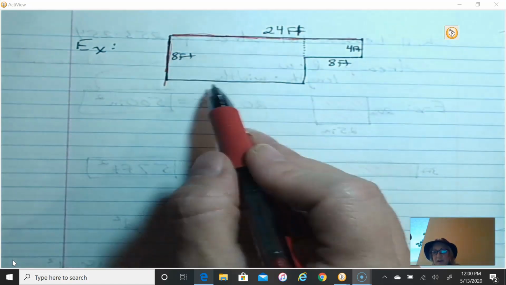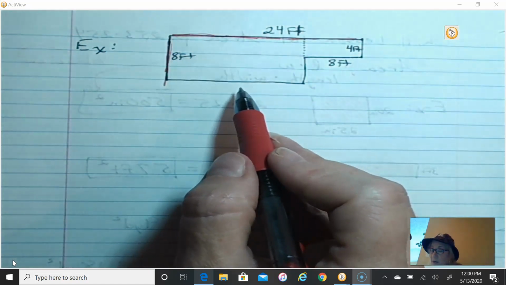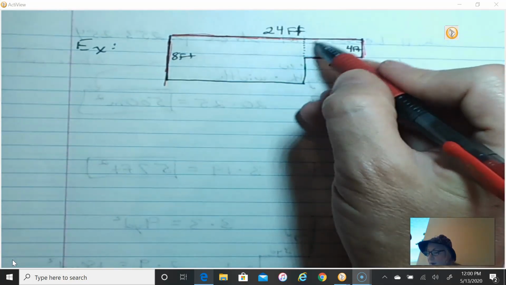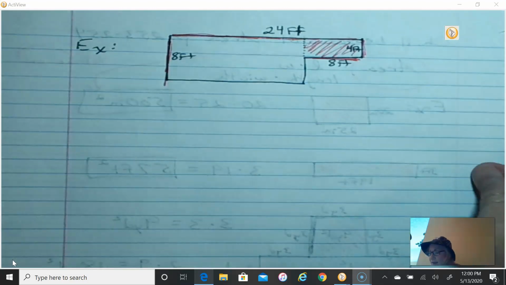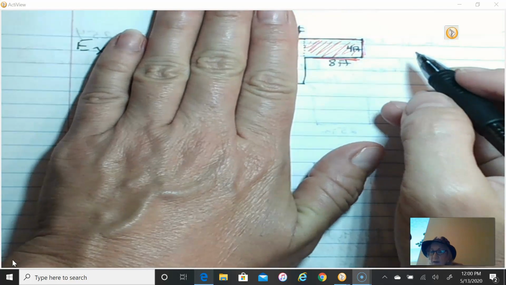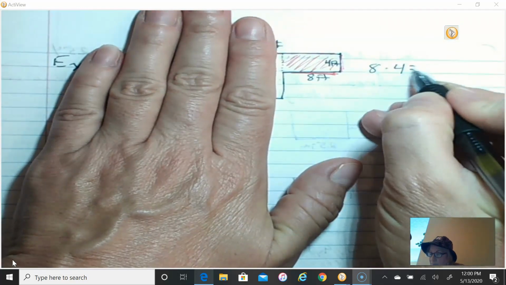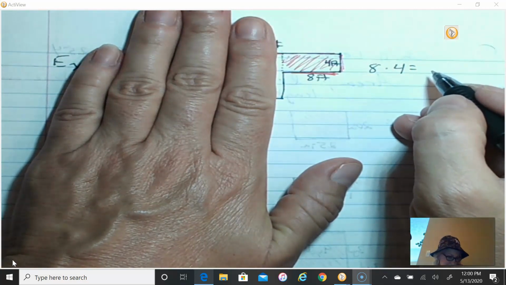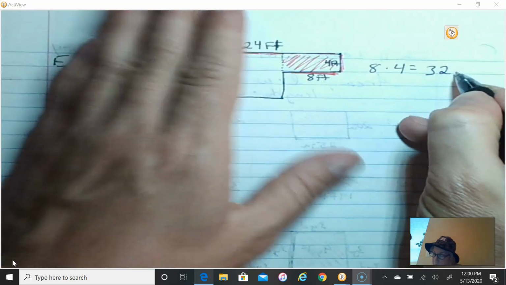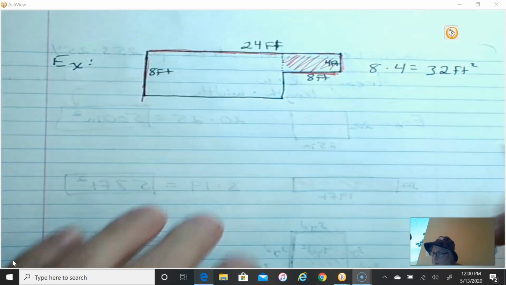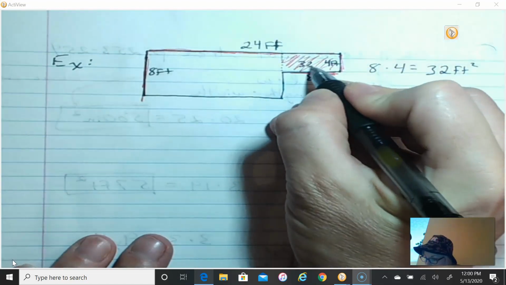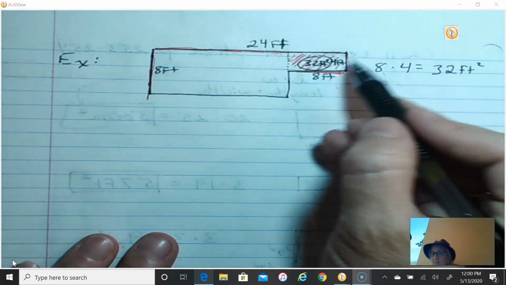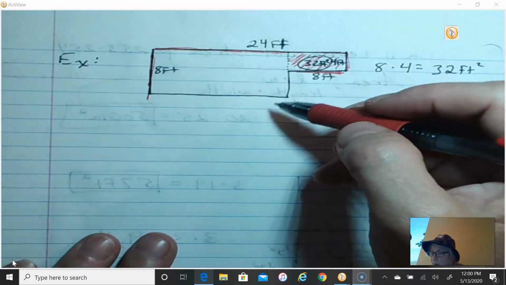Did they give us this right here? No. That's going to be a problem. They gave us 8 feet here and then 4 feet here. So we can find the area of this little guy. That's going to be, cover that up, 8 times 4, which is what? 16? No, it is not 16. It's 32 feet squared. So this is 32 feet squared. Okay? That area. Now we've got to find the area of this box.